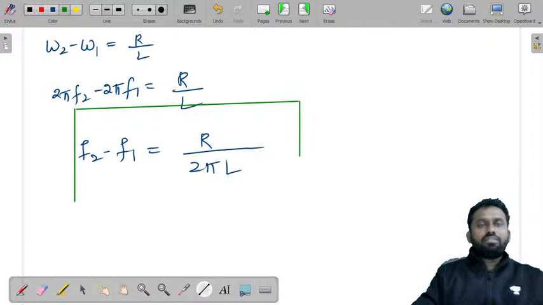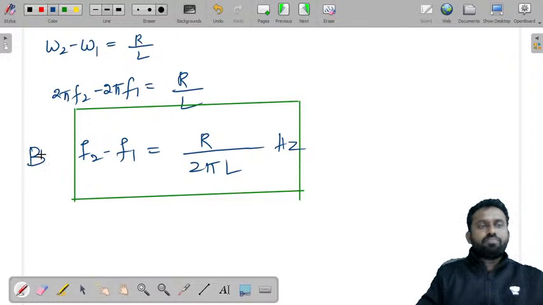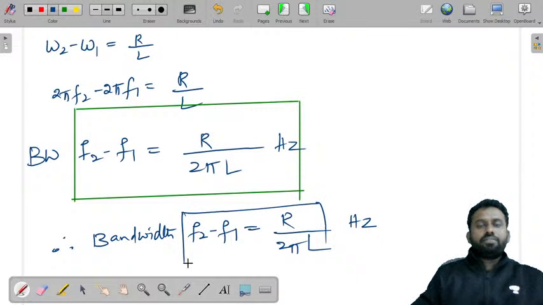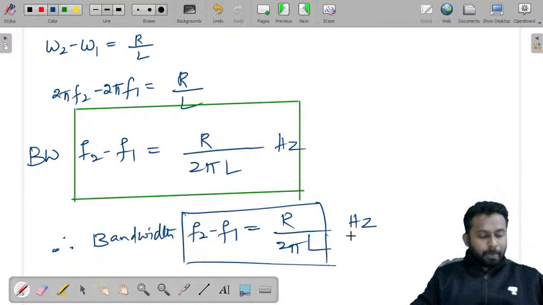This is the bandwidth in hertz. Therefore bandwidth f2 minus f1 is equal to R by 2 pi L hertz. This is the final bandwidth expression.